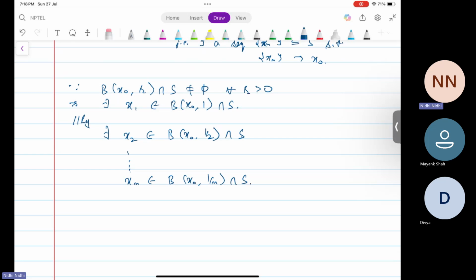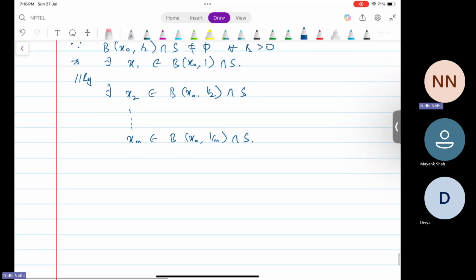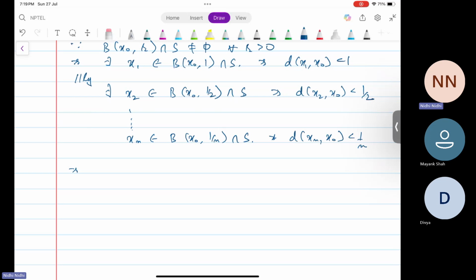Now I claim that this sequence xn will converge to x naught. This implies from here, d(x1, x naught) is strictly less than 1. d(x2, x naught) is less than 1/2. From here, we have d(xn, x naught) strictly less than 1/n. Therefore, d(xn, x naught) is strictly less than 1/n for every n in N.